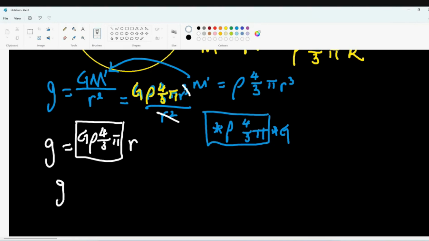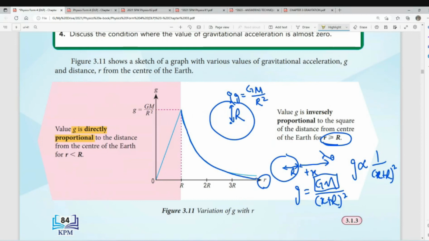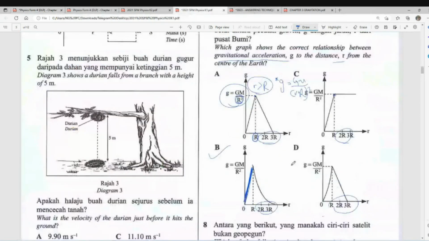Then we can conclude that g is directly proportional to R. That's why when R is smaller than the radius of the Earth, the relationship with g is directly proportional. This is how we get this straight line. So here is the missing part. This is the missing part in the textbook. It doesn't have any explanation. So for this question, answer B is the one here.